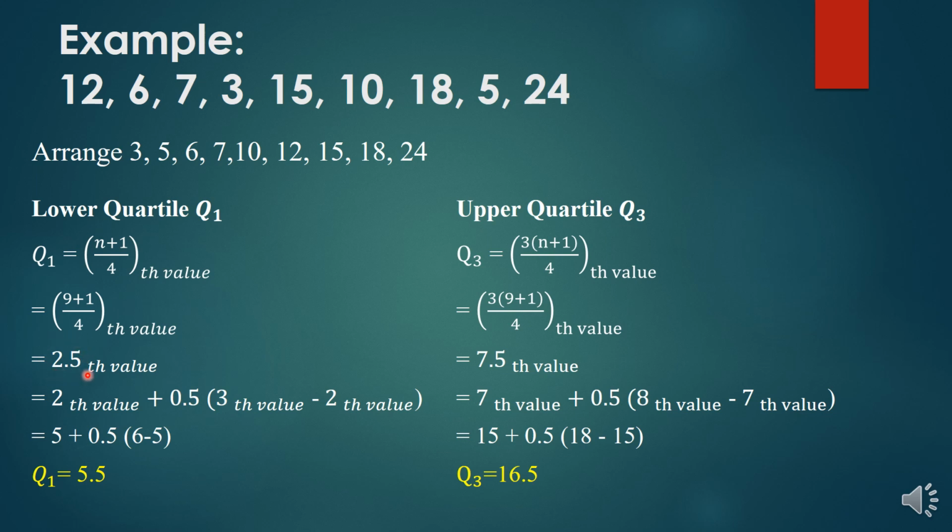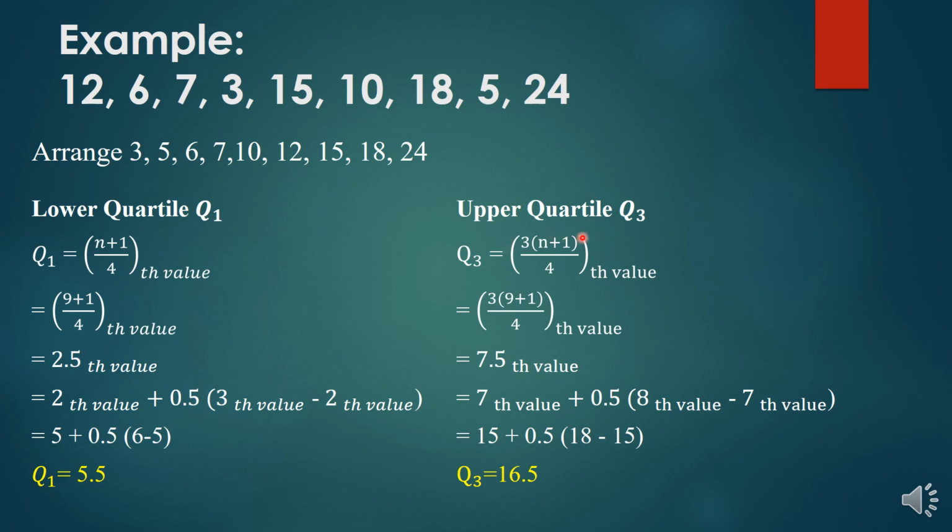The 2.5 value we cannot identify directly from our data. We can identify what is the second value and what is the third value, but we can't identify what is the 2.5th value. So for that reason we are using this formula: the second value plus 0.5 into the third value minus the second value. So we identify these from our arranged data, put them into this formula, calculate it and find the first quartile.